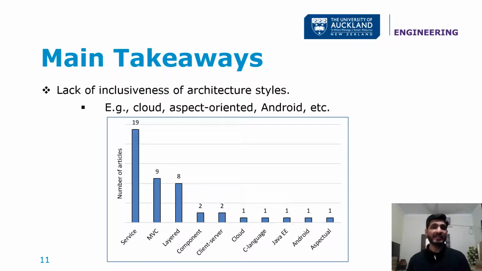Similarly, there are many architecture styles that are not included in the detection methods or tools. For example, cloud and Android are barely studied for architecture smells detection. Once again, cloud architecture has been popular in recent years because many modern technologies are moving towards cloud services. So investigating such important and relevant architecture styles in detection methods is also necessary.